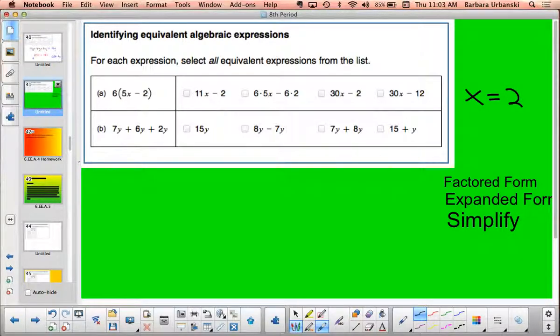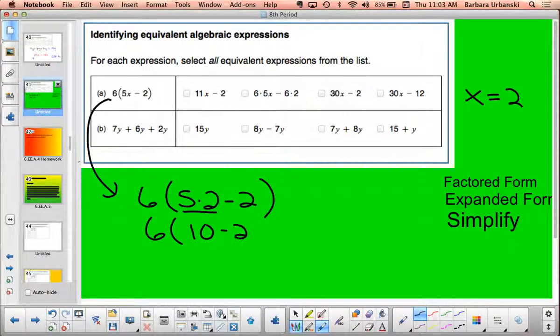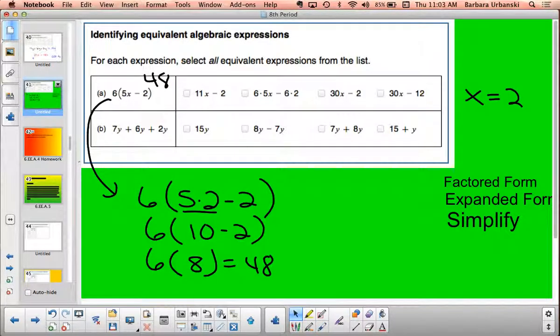So if I take this problem, I have 6 times 5 times x, which is 2, minus 2. Then I'll look in my parentheses: I'll have 6 times 5 times 2 gives us 10, minus 2, and so we'll have 6 times 10 minus 2, which is going to give us 8, and that would end up with a product of 48. So we're looking for 48. The value would have to be 48 at this time.